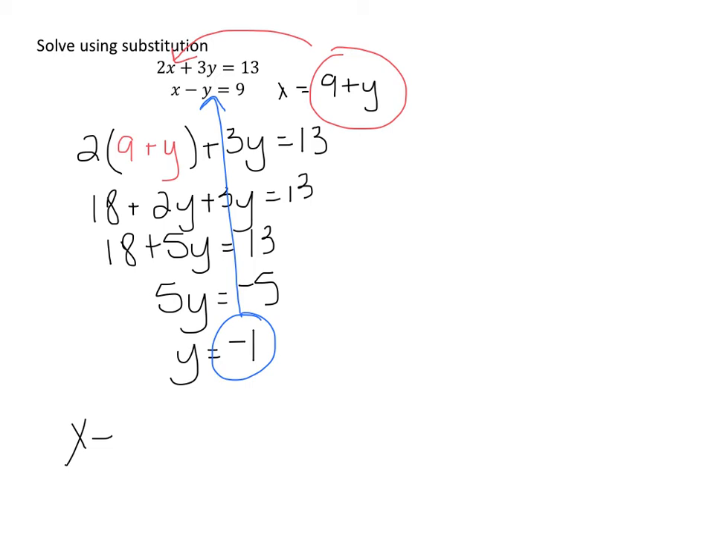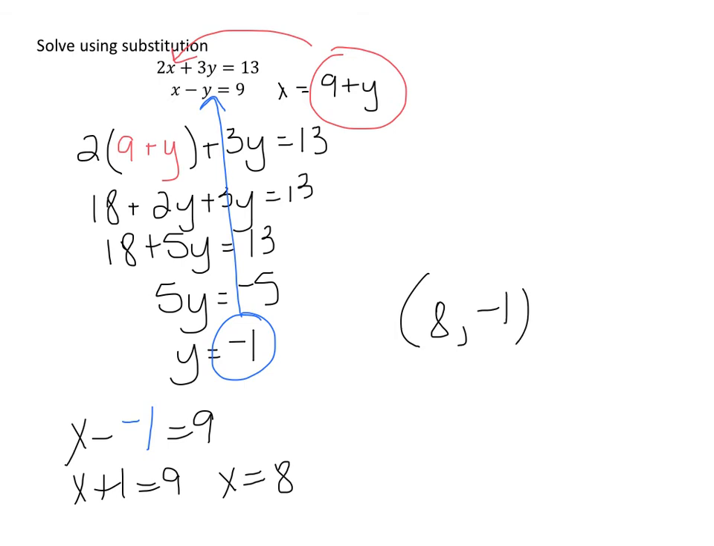x minus -1 equals 9. That becomes x plus 1. And that means that x is then equal to 8. The solution to this system is 8, -1.